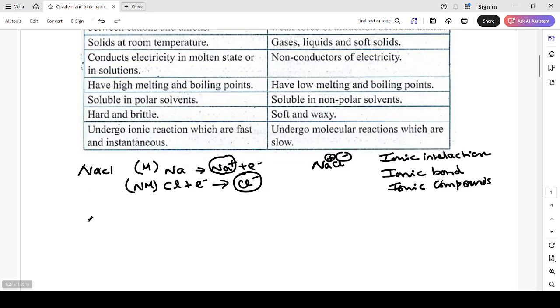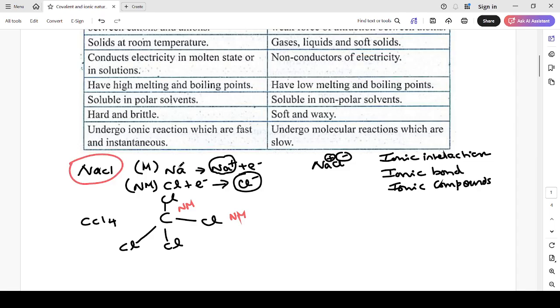Now let me talk about CCl4. Carbon is bonded with four chlorines. We know that carbon is also a nonmetal, and chlorine is also a nonmetal. So the bond has happened between two nonmetals itself. In the previous case, sodium loves to give up the electron, so it's a metal, and chlorine wanted to take the electron as it is a nonmetal. But here both are nonmetals. In this case, which would like to give? There is no necessity here.